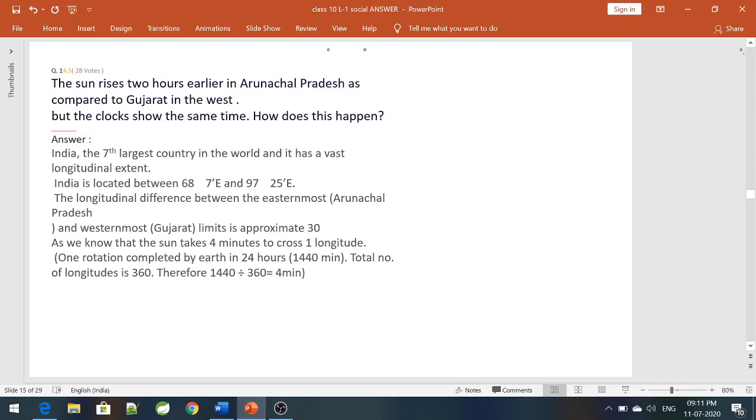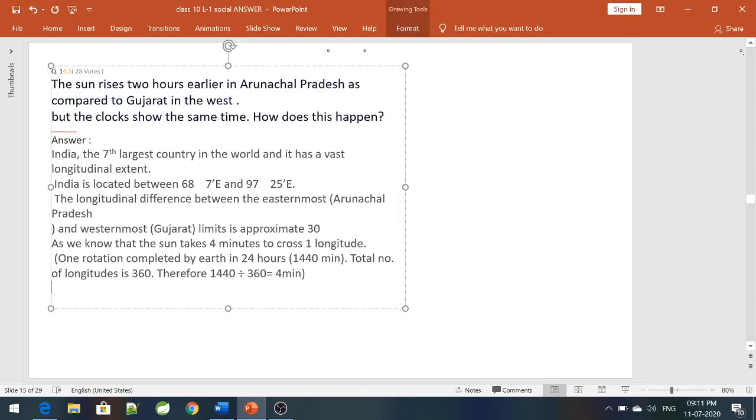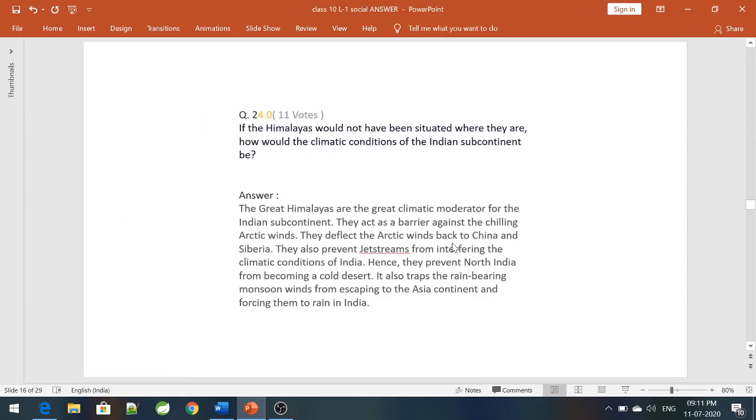The limits are approximately 30 degrees. As we know, the sun takes 4 minutes to cross one longitude. To cross one longitude, it takes 4 minutes. One rotation is completed by the Earth in 24 hours, that is 1440 minutes. Total number of longitudes is 360. Therefore, 1440 divided by 360 is equal to 4 minutes. So in that way it is calculated.